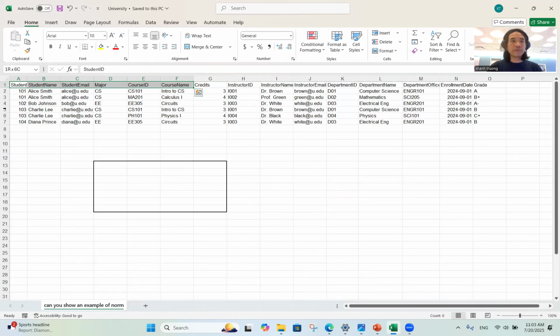This is unnormalized: one big table where you get all the information. And then how do we normalize? We normalize by breaking all this into smaller tables.